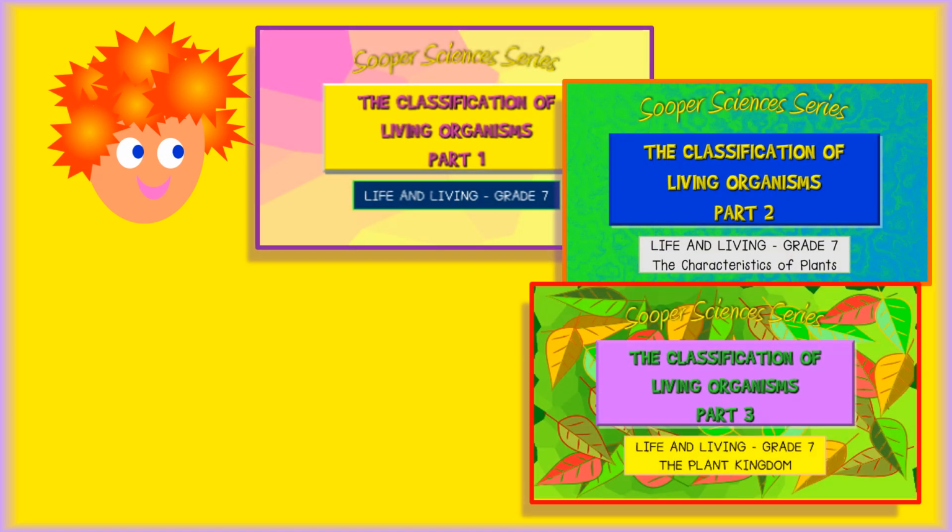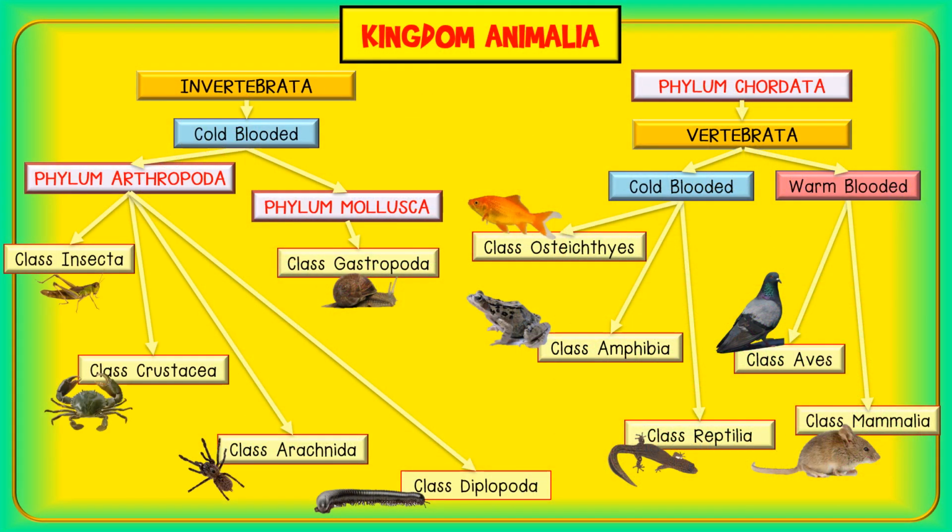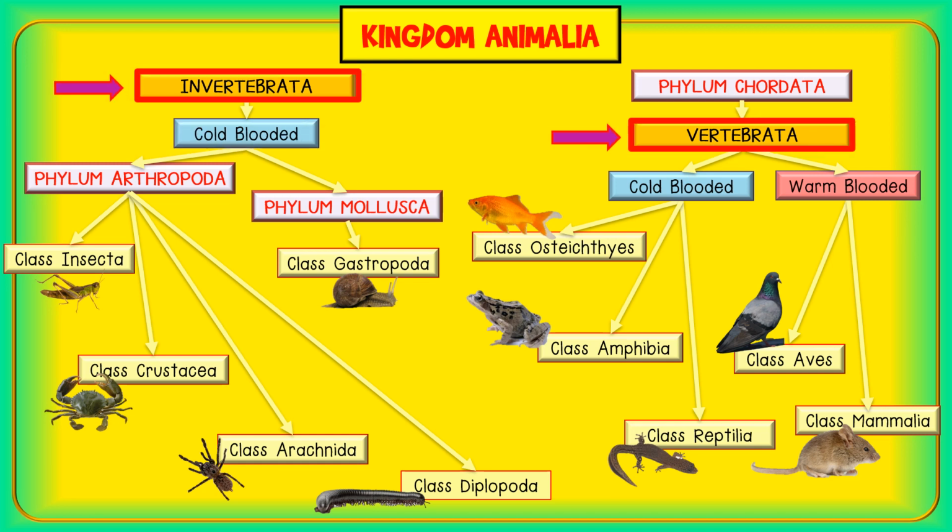In the Super Sciences series we have studied how living organisms are classified or grouped. Watch these lessons to get more understanding of these topics. You will remember that the invertebrates and vertebrates are the two main groups of animals.